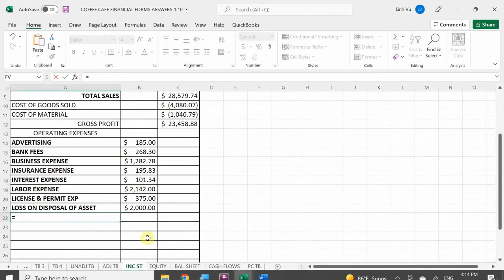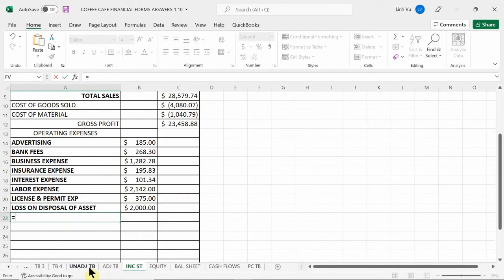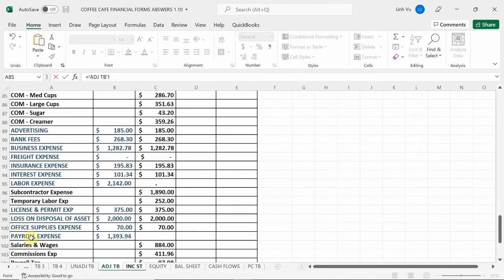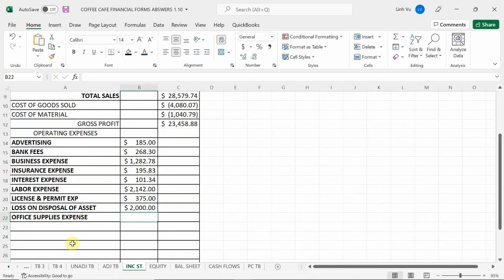I've also used some office supplies, maybe especially for printing out invoices, printing out bills and things like that. I incurred some office supplies for $70.